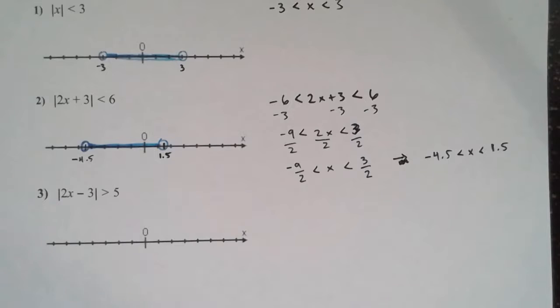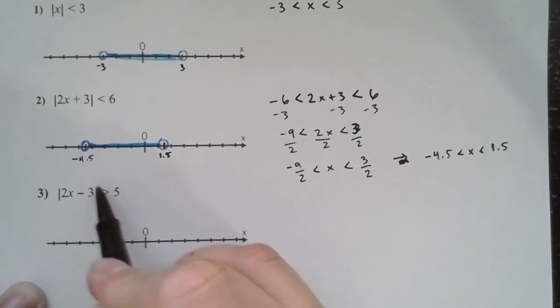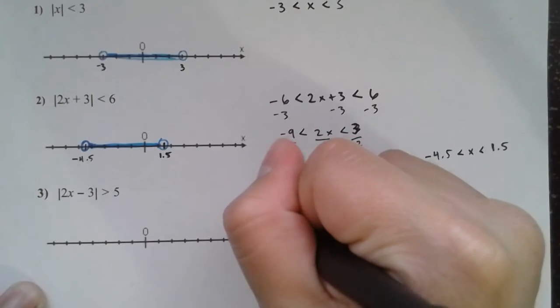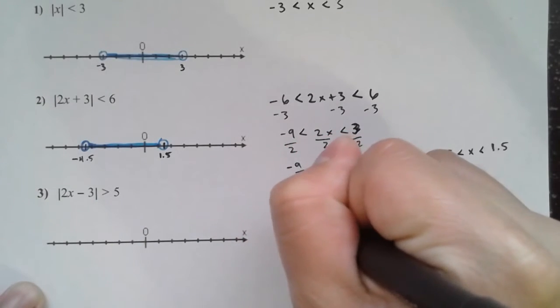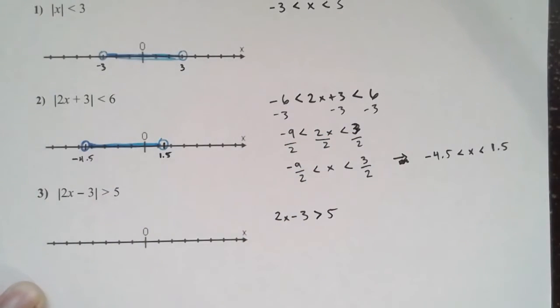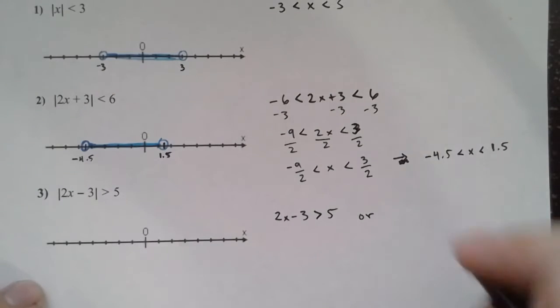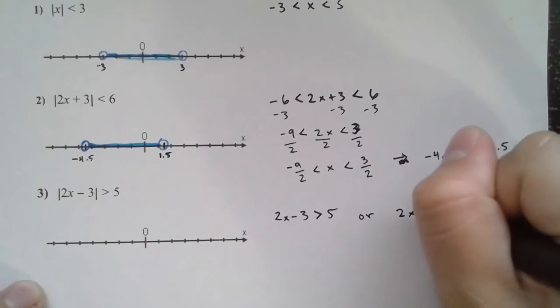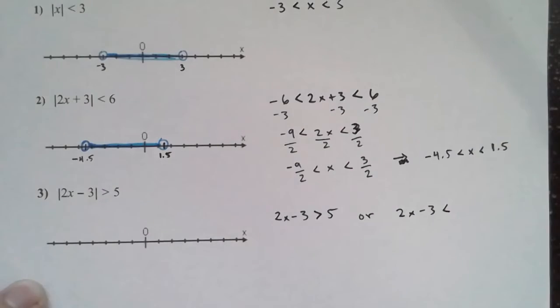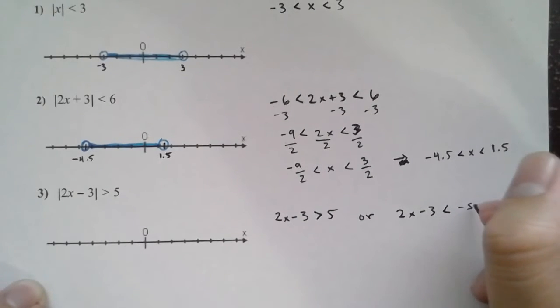So what you're going to do is take 1 just as it is, without the absolute value. So 2x minus 3 is greater than 5, or, so it's an or statement, 2x minus 3, flip the sign, less than negative 5.